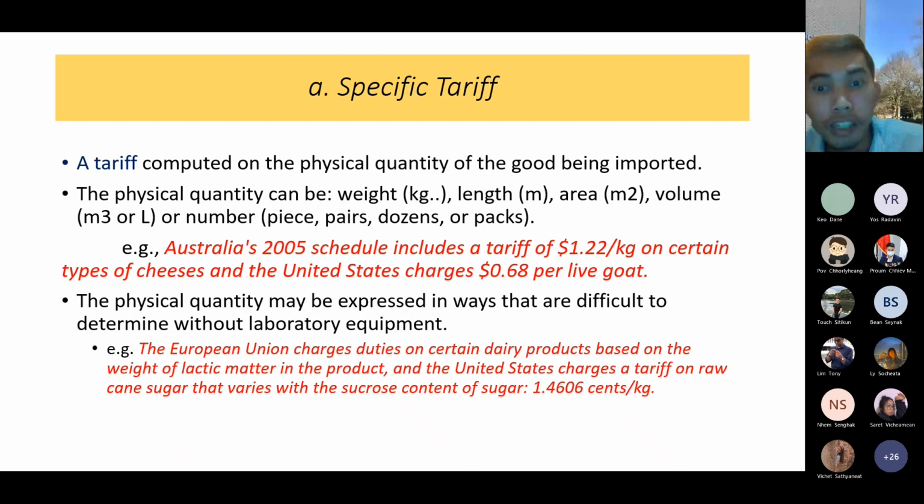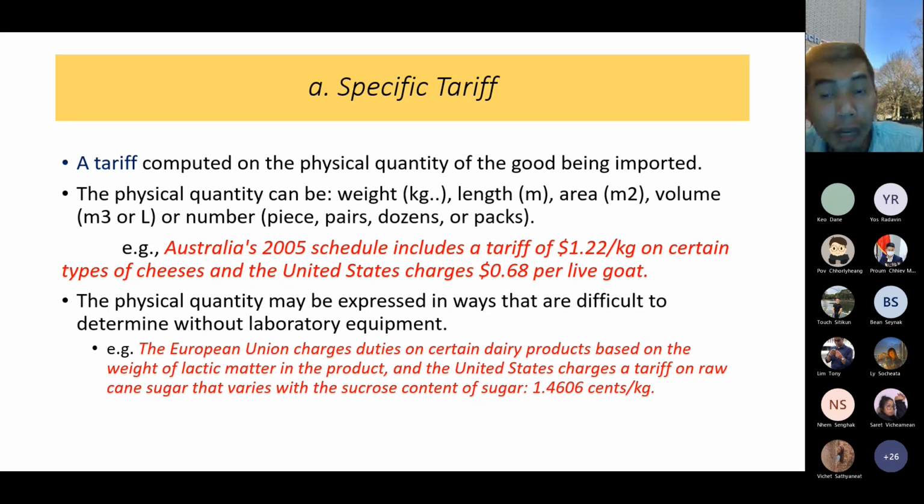Okay. And what about the United States? What is the specific tariff made in the form of? Pound. Go to see the physical quantity that the US uses on live goat. Number, okay, one live goat. One live goat, so it means number one.